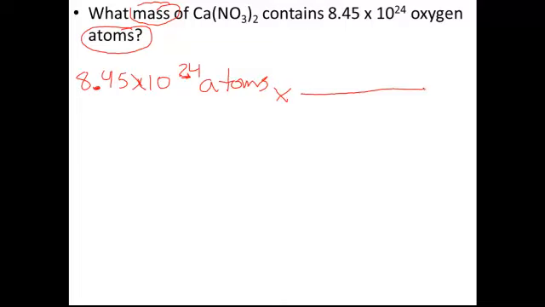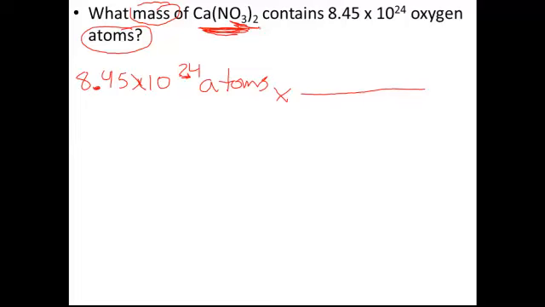And then we need to go from atoms to something else. Well, we don't have an atom. This is a formula unit or a molecule. And so what we need to do is go from atoms back to molecules. So you need to look at this formula here and figure out how many oxygen atoms are in it. According to what I see right here, there's 2 NO3s, so that makes 6 oxygen atoms.